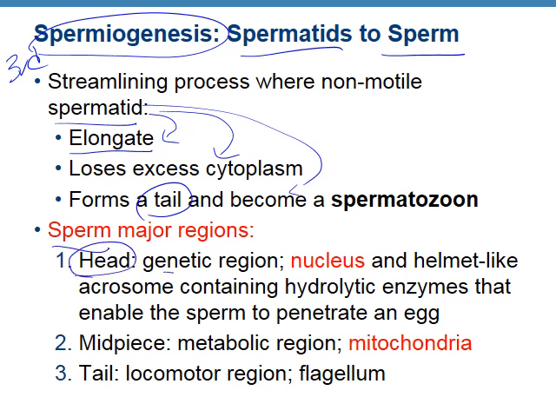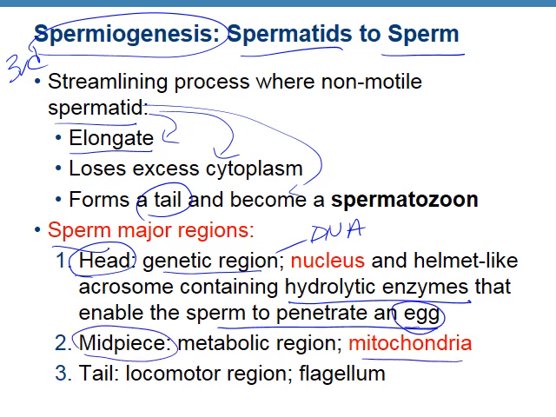When you look at sperm, they have specific regions. So they have a head region which has the genetic material. So you should be thinking DNA. They're also going to have an enzyme that can eat through or digest the zona pellucida, which is covering the egg. Then they have a mid piece, which has tons of mitochondria, and then they have a tail, which allows them to move, and that's called a flagellum.